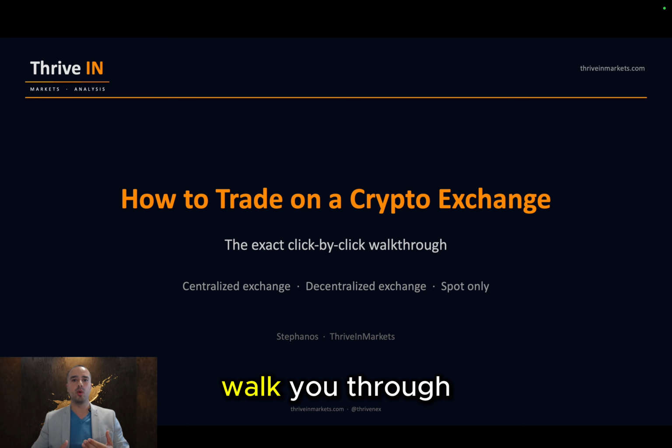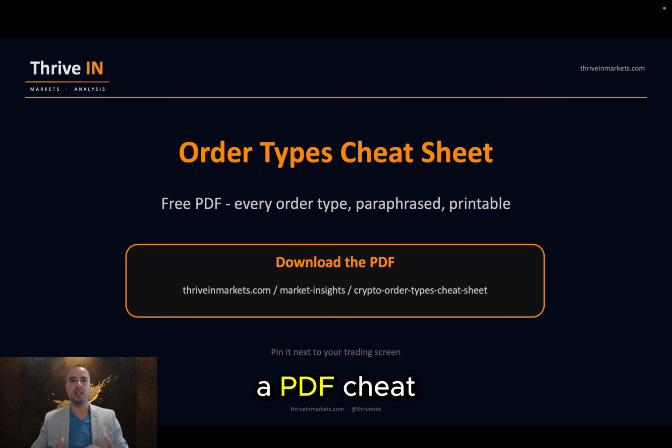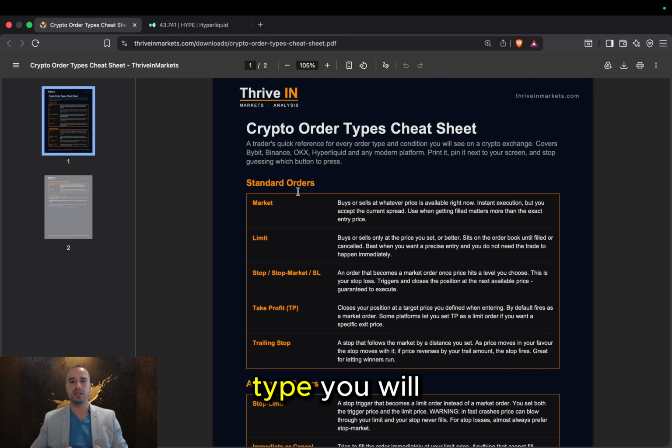Today, I'm going to walk you through how to trade on a centralized exchange like Bybit and a decentralized exchange like Hyperliquid. And in case you are not allowed or able to use leveraged trading, I will show you how to use spot trading. I have created a PDF cheat sheet with every order type you will face in any exchange.